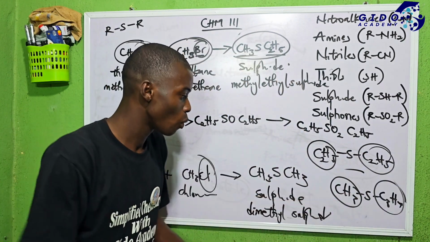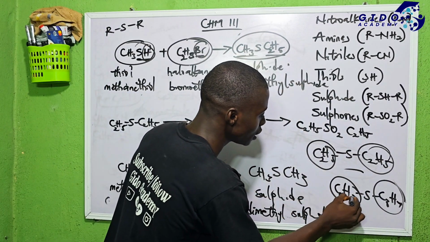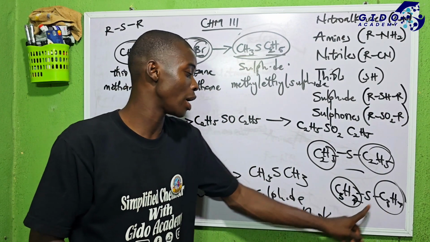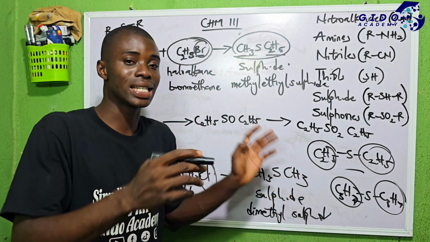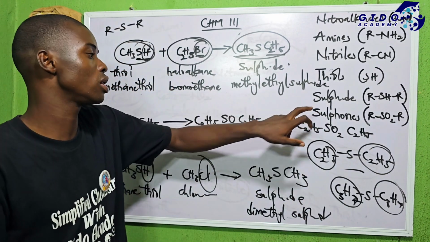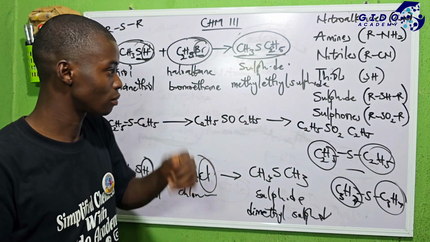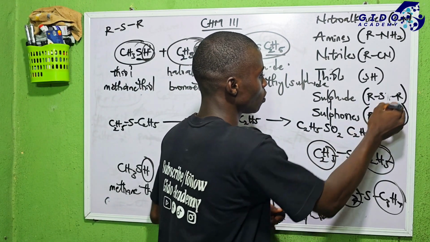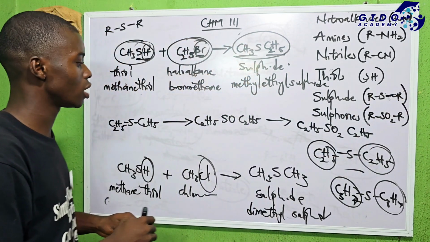C3 is propyl. What about if here is also C3H7? It will be dipropyl sulphide, so as long as both sides are propyl, it will be called dipropyl sulphide, and it is under this group here. So please take note of that. Here is not supposed to be H, here is supposed to be S. Please take note of that.